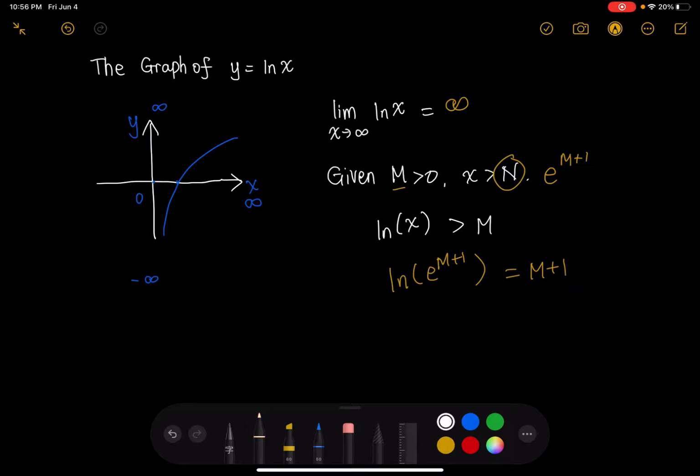Similarly, the limit as x approaches 0 from the right, that means x is a little bit bigger than 0, so it's a positive number, ln of x will equal negative infinity. A similar approach: given any negative number, you choose the exponent so that x has to be less than a certain number but bigger than 0. Then e raised to that power gives you the desired result for the limit. So that's a review for the limit.